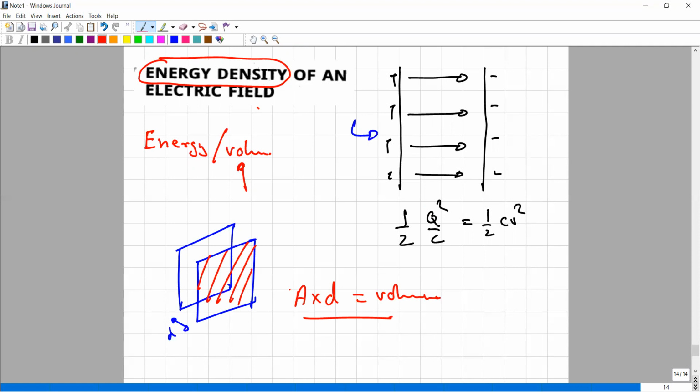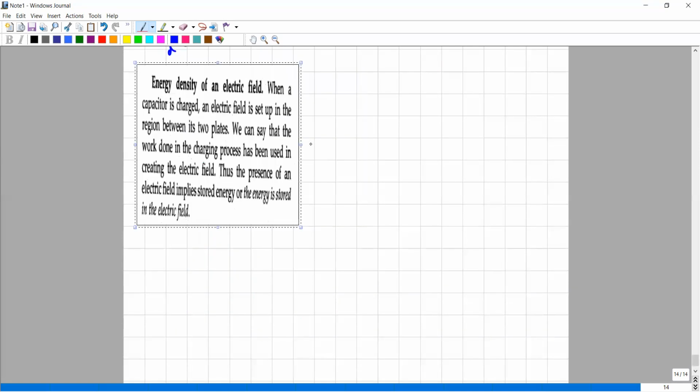Any kind of capacitor, you take a spherical capacitor or a cylindrical capacitor, it will have some volume between the two conductors. This is the volume in which the electric field exists. So that is what we need to find: what is the energy stored per unit volume of this capacitor, where the electric field exists. So let's read some theory first.